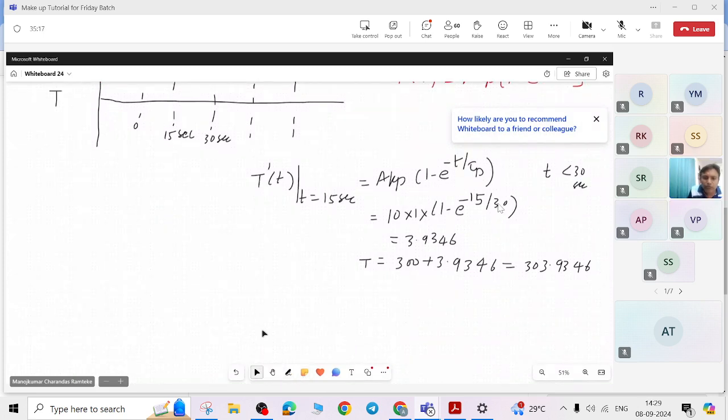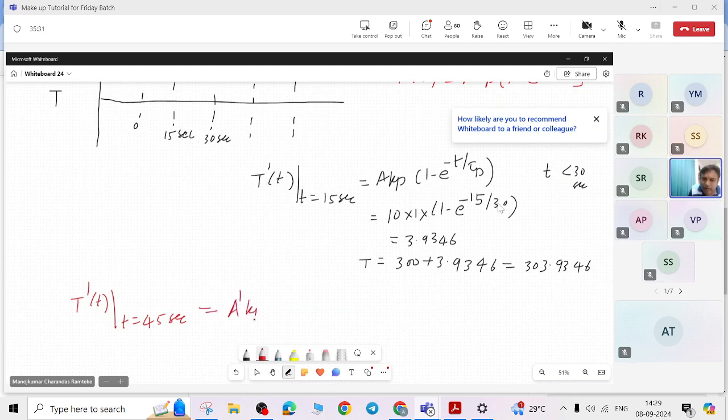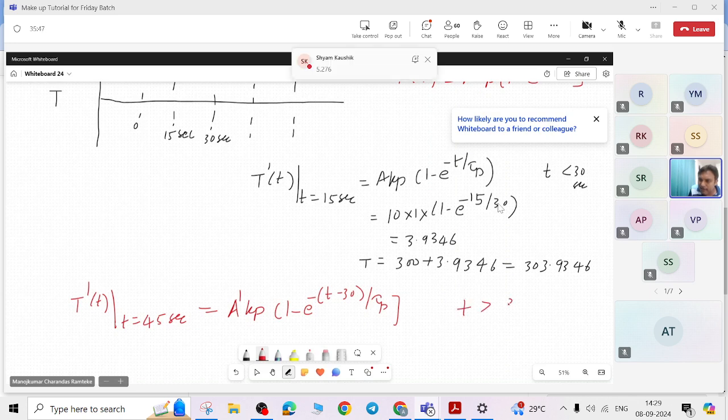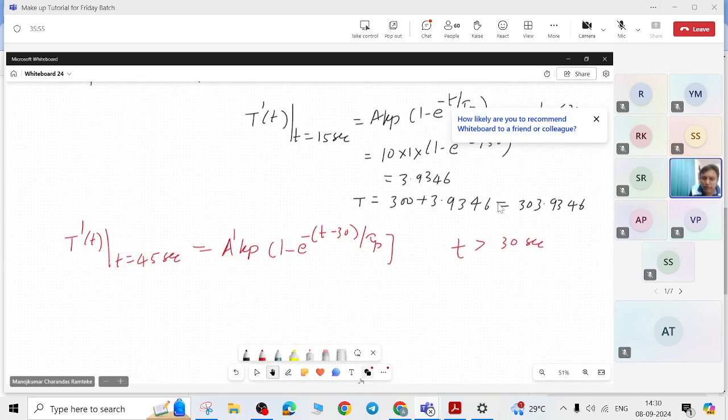Similarly now calculate the value of T dash at T equals to, let's say, 45 seconds. So what we are going to get? We are going to get A dash Kp. Remember, this expression is valid when T is greater than 30 seconds: 1 minus e raised to the power minus T minus 30 divided by tau P. So with this expression, calculate the value at 45 seconds.